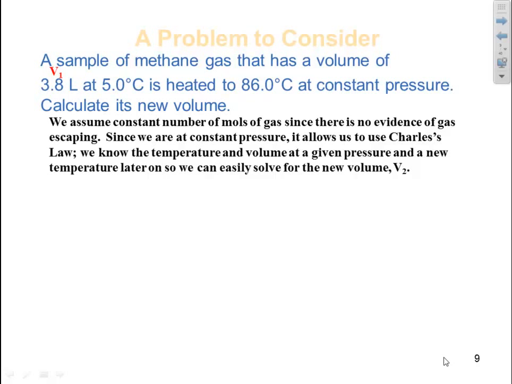We'll call 3.8 liters volume 1. We'll call 5.0 degrees C temperature 1, which we have to change into Kelvin, which is 278 Kelvin. And we'll call 86.0 degrees C temperature 2, which once again we have to change to Kelvin: 359 Kelvin.